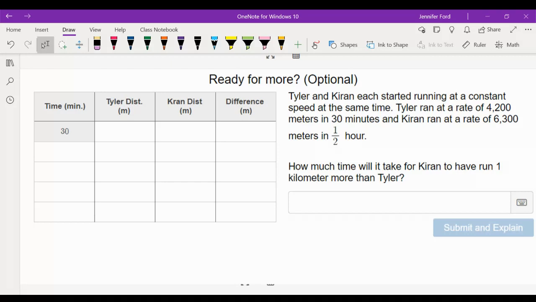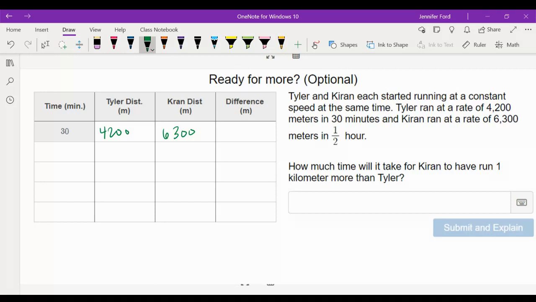Tyler and Kieran each started running at a constant speed at the same time. Tyler ran at a rate of 4,200 meters in 30 minutes, and Kieran ran at a rate of 6,300 meters in half an hour. All right, so those are both 30 minutes. So 4,200, 6,300. How much time will it take for Kieran to have run 1 kilometer more than Tyler?